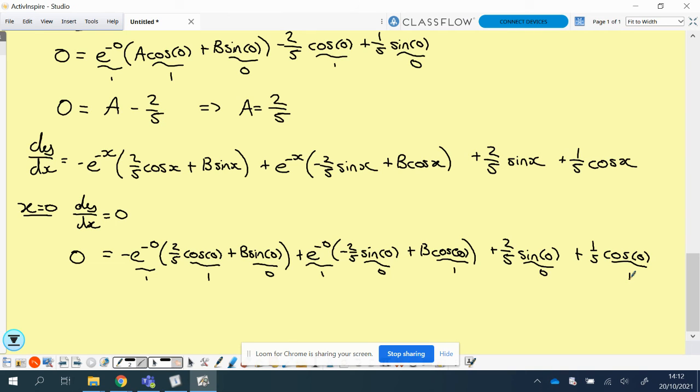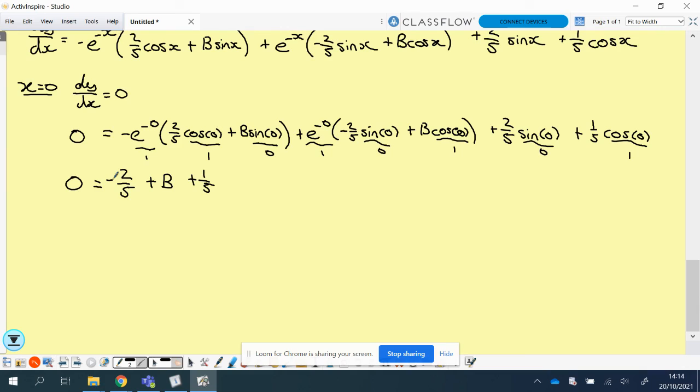Let's see what I'll have left. We get 0 equals negative 2/5 plus b plus a fifth. Therefore, if I tidy that up a bit, I get negative a fifth plus b. Therefore, b is a fifth.